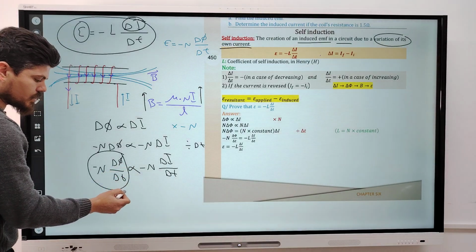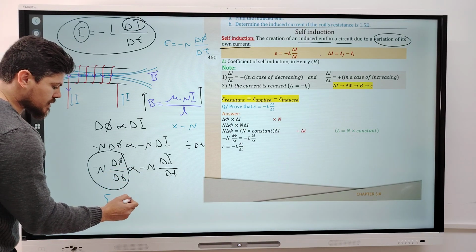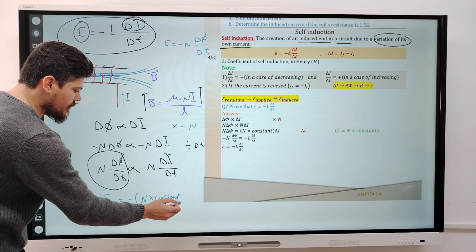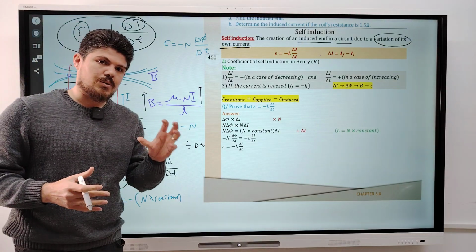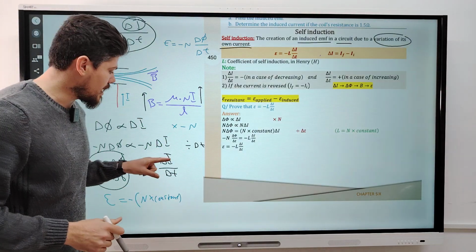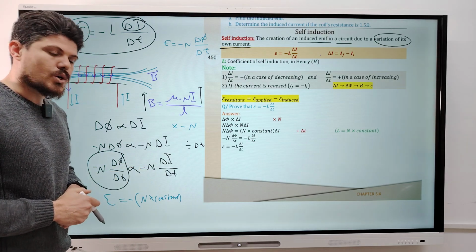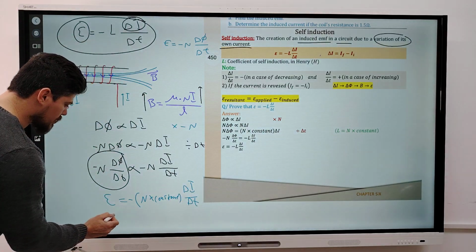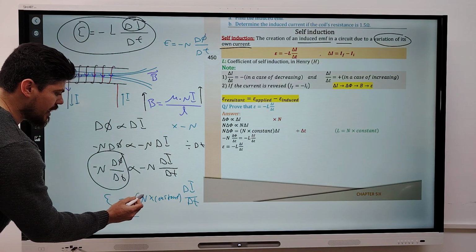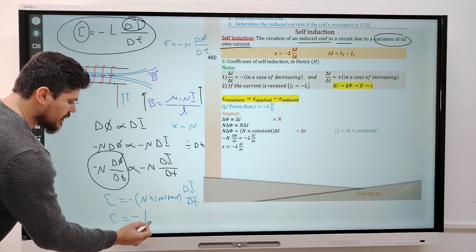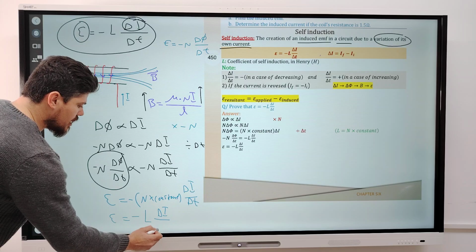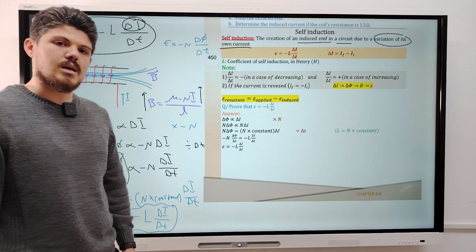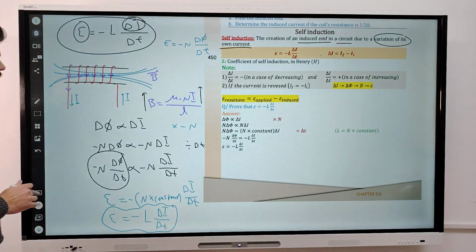If you convert directly proportional to equal, we have to add a constant, negative N times a constant, according to basic math. Any time when you change directly proportional to equal, you have to multiply this variable by a constant. Delta I over delta t. So finally EMF is equal to negative N times the constant, which is equal to L. What remains here? Delta I over delta t. So what is this? This is the equation of EMF in self-inductance.